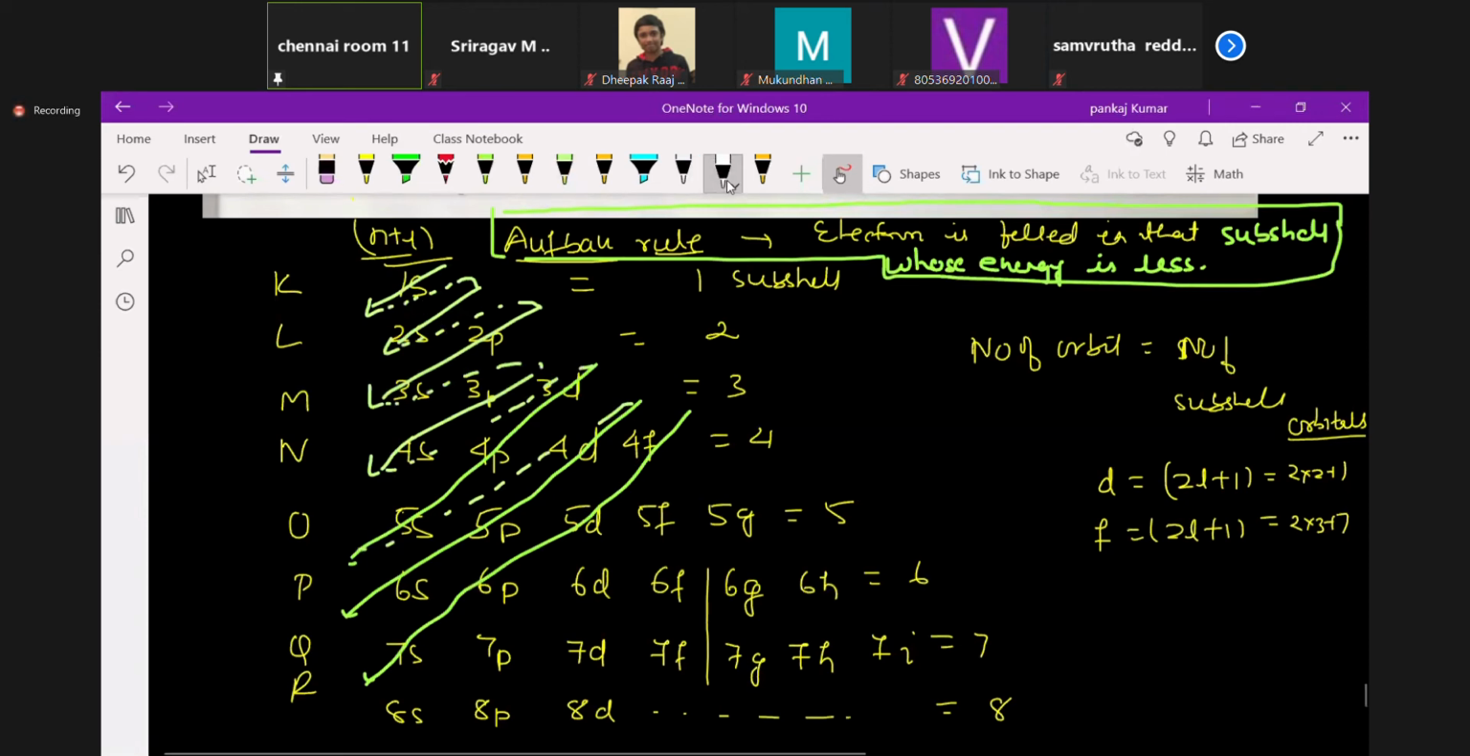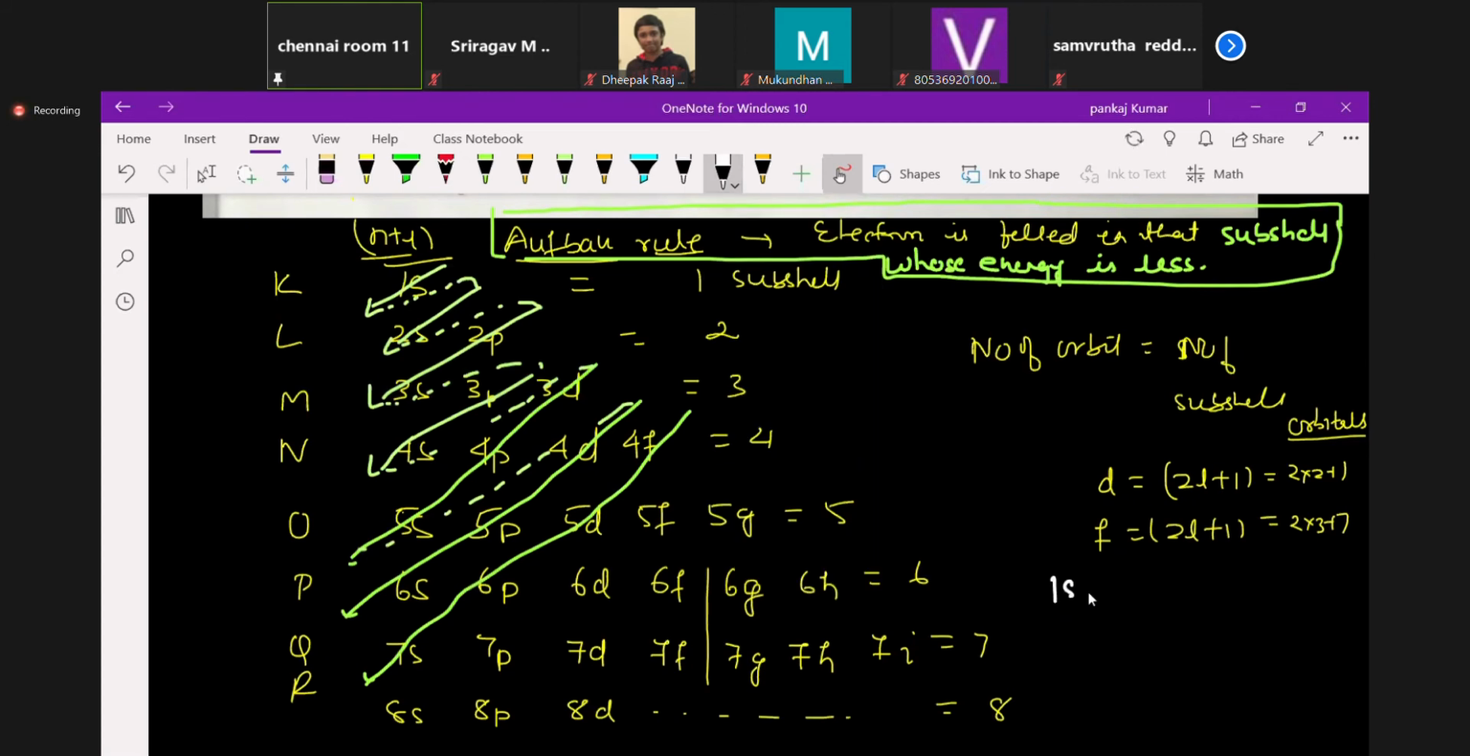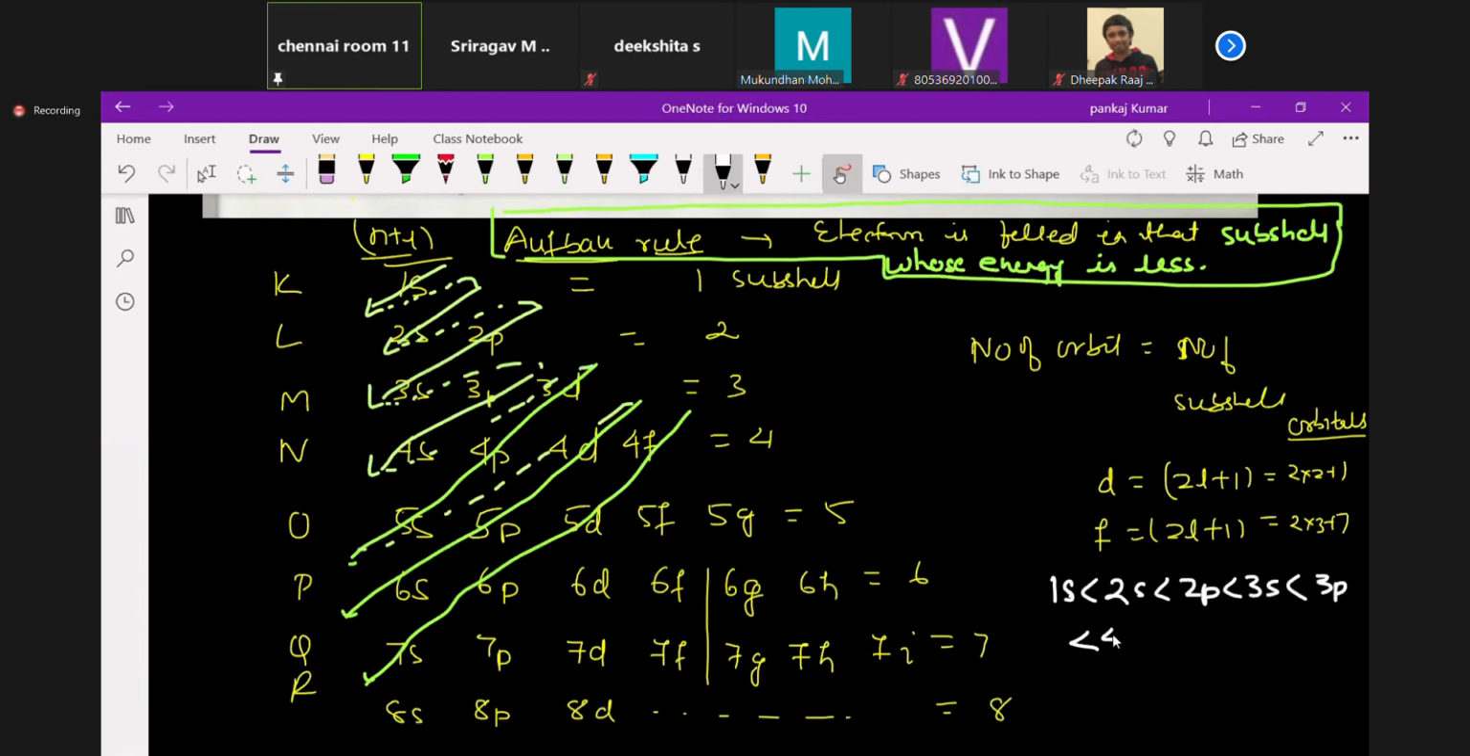If you write the sequence, first is 1s. After 1s, next is 2s. After 2s, next is 2p. After 2p, next is 3s. After this, next is 3p. After 3p, what is next? 3d or 4s? 4s. Based on this principle only, after 3p, 3d is not filled. What is filled? 4s. After 4s, next is 3d only.